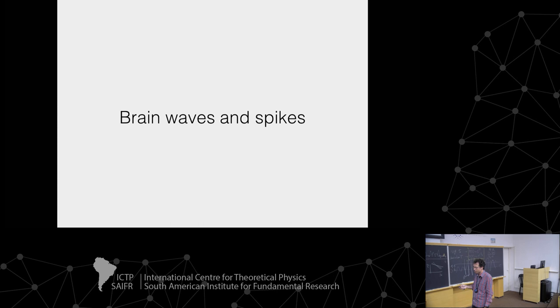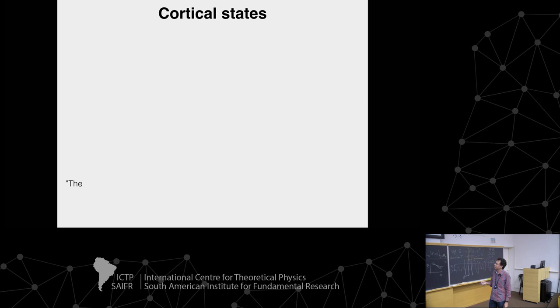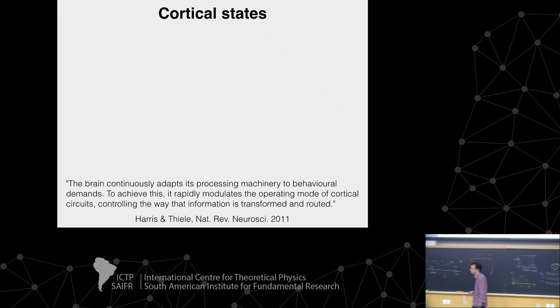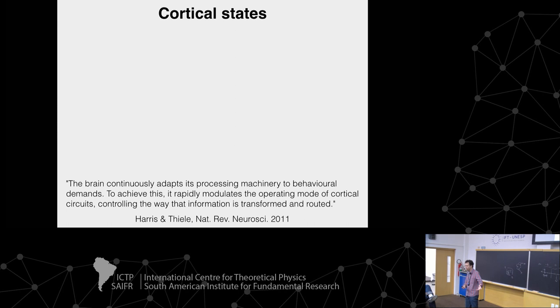This is a very nice review paper that I recommend, by Harris and Thiele in Nature Reviews Neuroscience, 2011. So I'm going to talk about these cortical states, which I'm going to define. The brain continuously adapts its processing machinery to behavioral demands. To achieve this, it rapidly modulates the operating mode of cortical circuits, controlling the way that information is transferred and routed. In a way, perhaps, going back to one of Gabriel's questions yesterday, the animal has to do different things here and there. It has to harness its brain capacity to do different stuff.